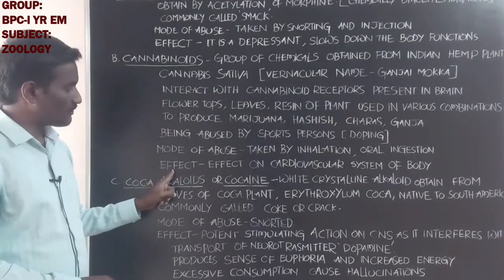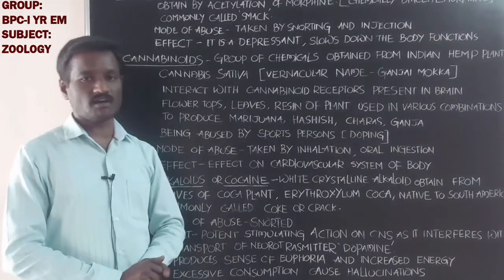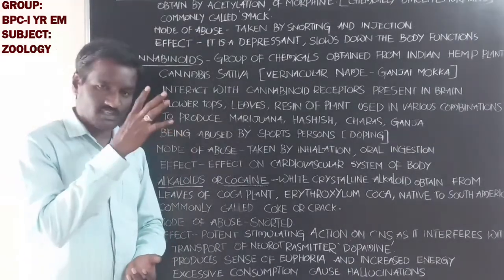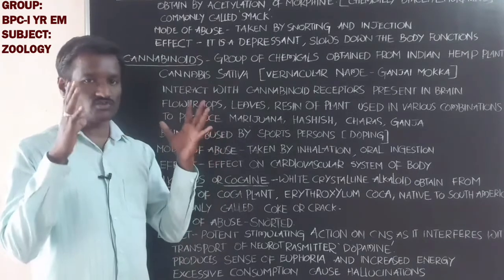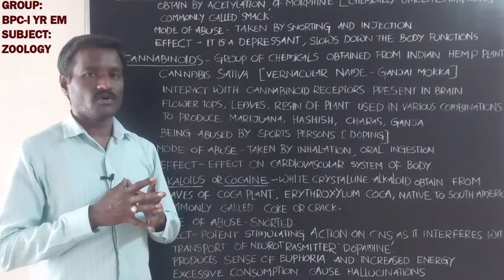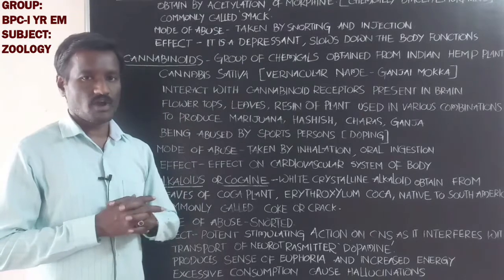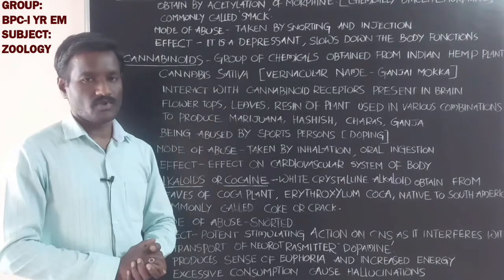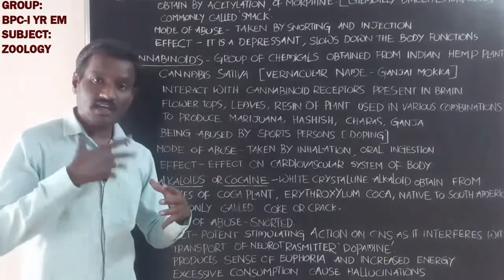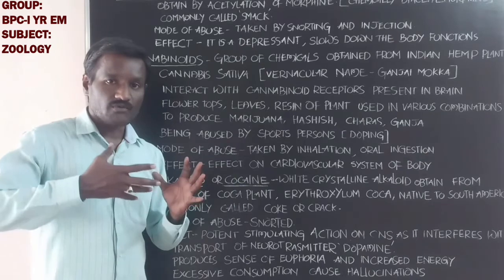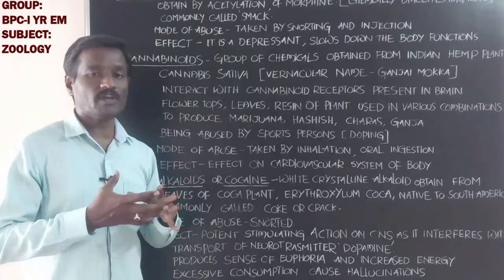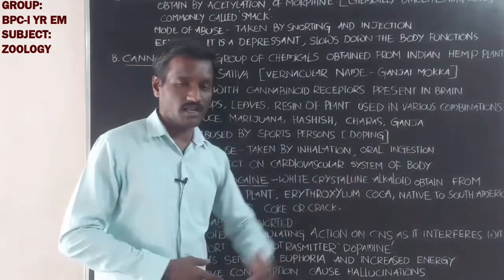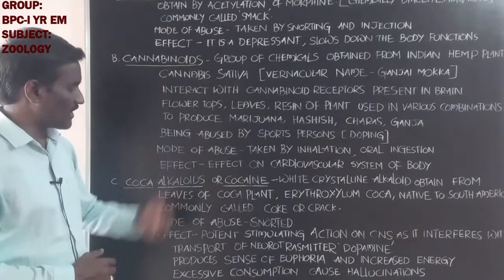Next, effect. What about the effect of cannabinoids on the body? Effect on the cardiovascular system, that means the blood circulatory system, the heart with the circulating blood vessels. It increases the heart rate, increases the functioning of the heart, and increases the blood pressure.